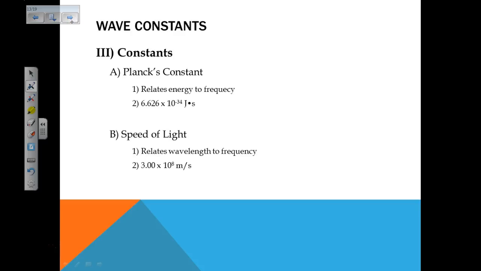There are two constants that we always need to have handy when we're talking about waves. That's going to be Planck's constant, named after Max Planck, and that is the constant that relates energy to frequency. Its symbol is h. Then there's the constant that relates frequency to wavelength, and that is the speed of light, and its symbol is c. I don't know why Planck's constant is h and why the speed of light is c, but they just are. These are the values. You don't have to memorize them. Typically, I'll have them available for you.